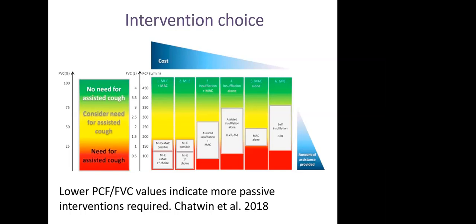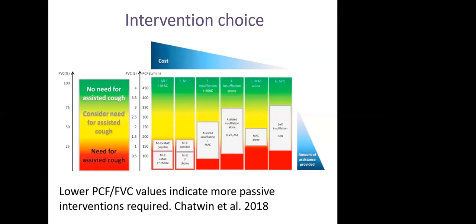A group of experts had a meeting in 2017 and wrote that up in 2018 and created this, which shows you the lower FVC or peak cough flow. It puts you in that red zone, and this is where you need assisted cough with the intervention. If somebody's in that yellow zone, then you might need to assist their cough in some form, but that might not need to be a cough assist device.